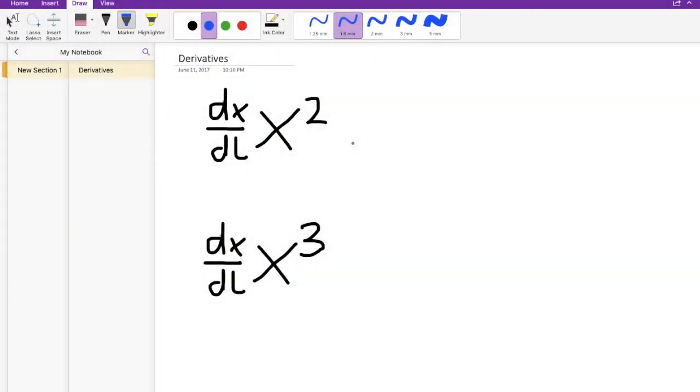Hey guys, today we're going to be showing you how to do derivatives. We're going to show you the easiest way to do this so we can make a guy's life easier. That's right, because sometimes even gamers have to do math. Our example here is going to be dx over dt of x squared.